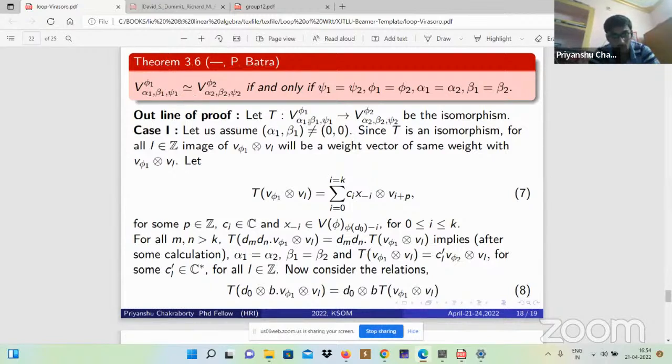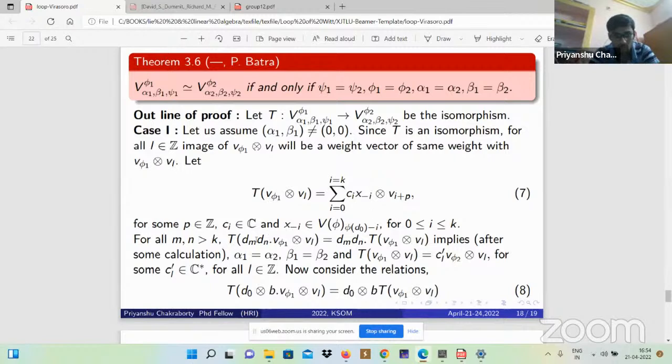So let T from this to this be an isomorphism and assume that alpha 1, beta 1 are non-zero. Since T is an isomorphism, for L in Z, the image of V phi 1 tensor b_L will be a weight vector of the same weight as that of this one. So let T of this equal to this.